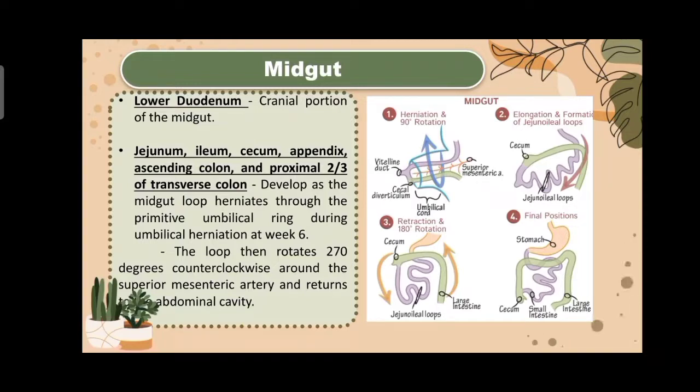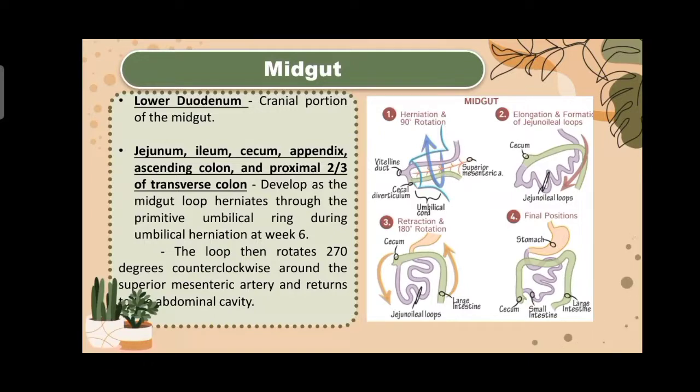So during the umbilical herniation at week 6, by 10 weeks of development the abdomen has enlarged so that the entire length of the midgut can be accommodated. Following a 90-degree counterclockwise rotation around the superior mesenteric artery, the bowel returns to the abdominal cavity. The large intestine returns following the small intestine, and thus an additional 180-degree counterclockwise rotation. Colonic fixation occurs after the return to the abdomen.